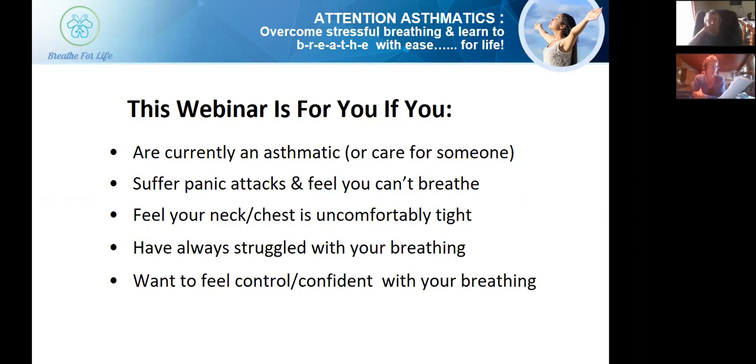So many asthmatics complain to me that they not only suffer asthma and panic attacks, but they also struggle with their everyday breathing and feel that they are shallow breathers. They're frustrated at the inability to breathe normally. Breath is essential to life, and it is your birthright to breathe fully and freely.